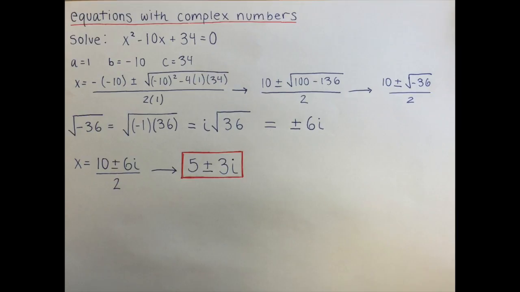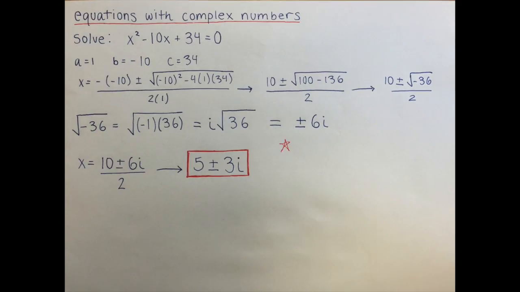So then you have the square root of -36, which is then the square root of -1 times 36, and then you can replace the square root of -1 as i. So then you would have i root 36. The square root of 36 is 6, which would then give you plus or minus 6i. So instead of the square root of -36, you would have 10 plus or minus 6i over 2, which is then 5 plus or minus 3i.